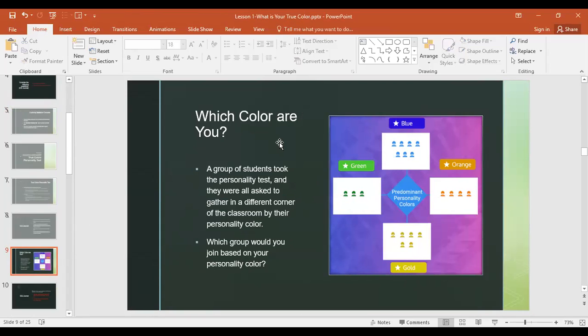Which color are you? A group of students took the personality test and they were all asked to gather in different corners of the classroom by their personality color. Now, we obviously can't do that. We can't go to different corners of the classroom. So instead, I'm going to put a poll to see which group you would join based on your personality color. So would you be joining the green group, the blue group, the orange group, or the gold group?